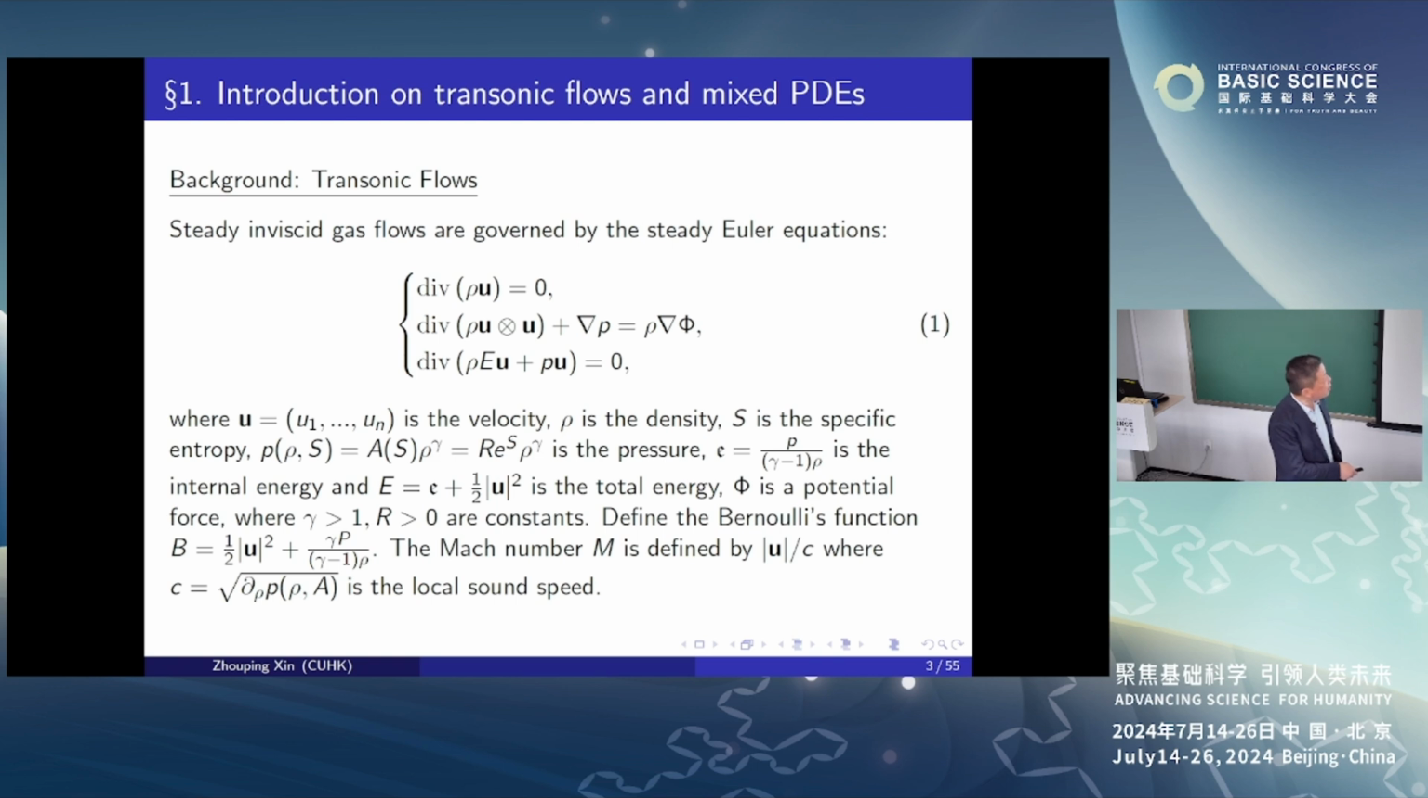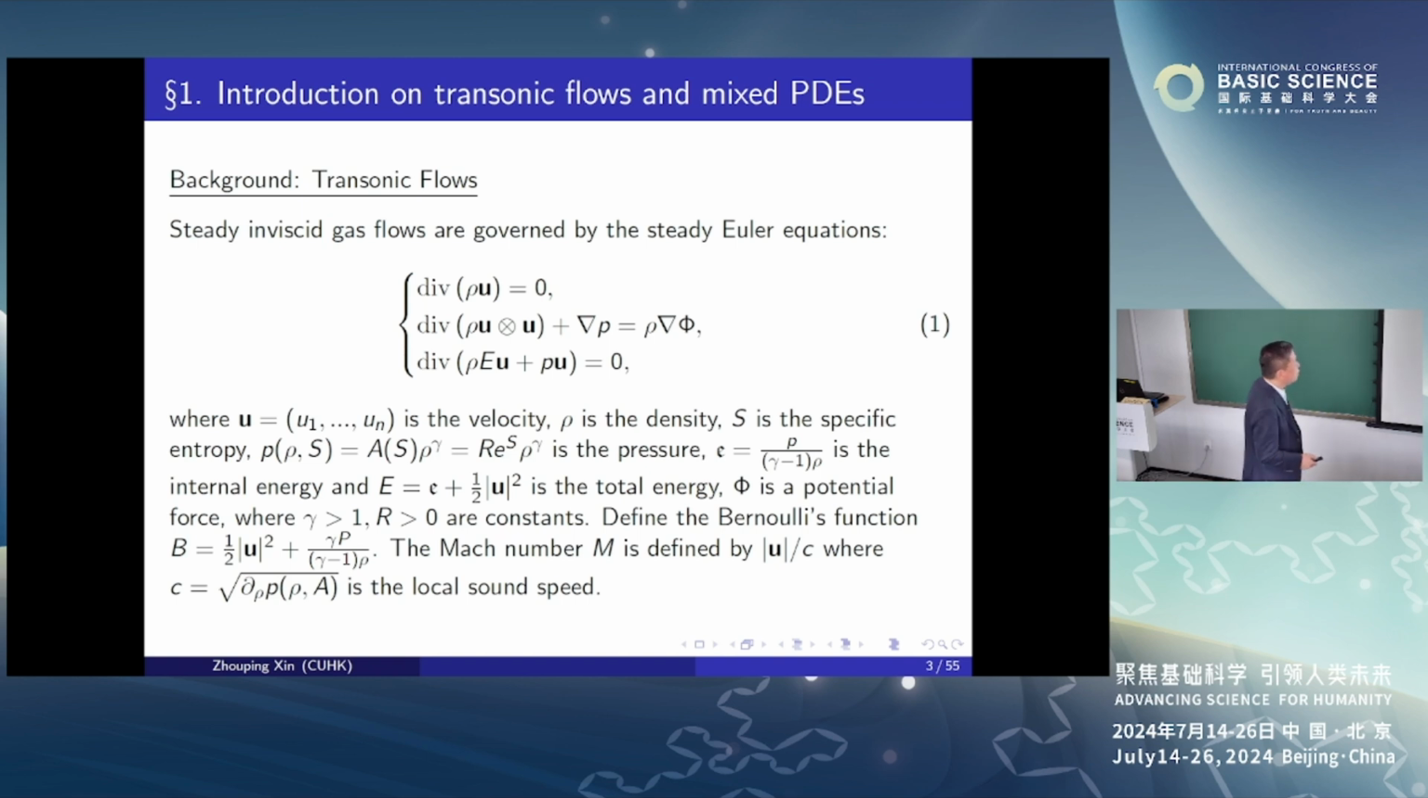This is a very important quantity in fluid mechanics. The Mach number is dimensionless, and everything you heard about transonic flow, subsonic flow, all depends on whether this Mach number is bigger than 1 or less than 1. Less than 1 we call subsonic flow, bigger than 1 we call supersonic flow. M equal to 1, sonic.